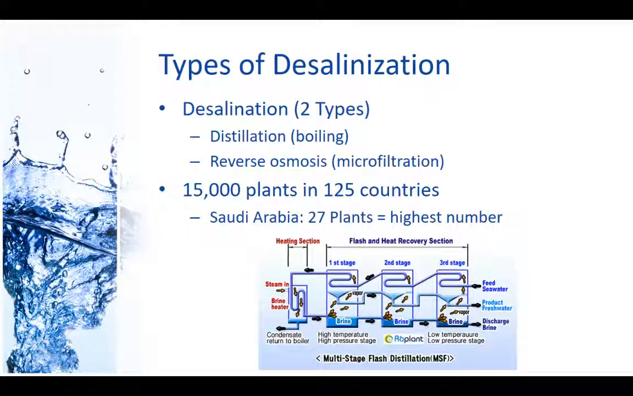And this is a problem we're going to see more and more of as the number of saltwater plants, these desalination plants, is growing tremendously. Currently, there are over 15,000 plants worldwide in over 125 countries, with Saudi Arabia having the most, at least 27 at last check. Okay. But there are costs to the rate at which we're using water. And it's not just the need to rely on things like desalination.